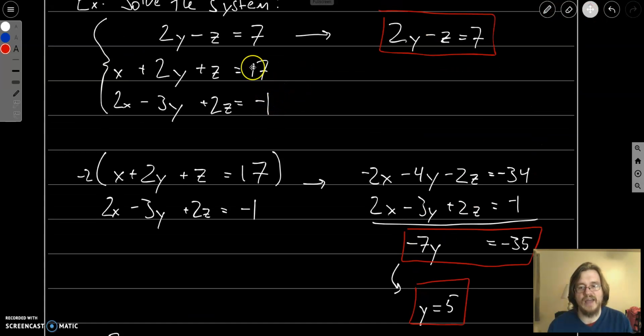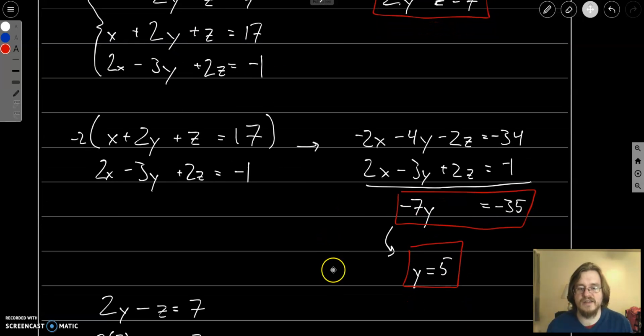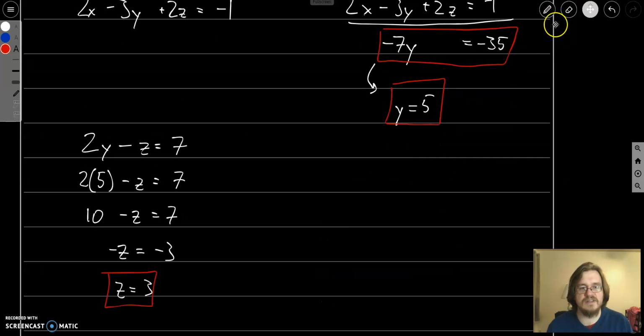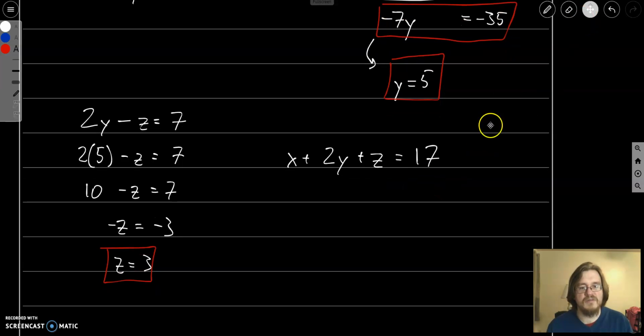I can figure out what x is. So I'm going to plug it into, let's say, the second equation there. That looks nice. So we've got x plus 2y plus z is 17. x plus 2y plus z is equal to 17. But I know what y is, and I know what z is. And all that added together should be 17.